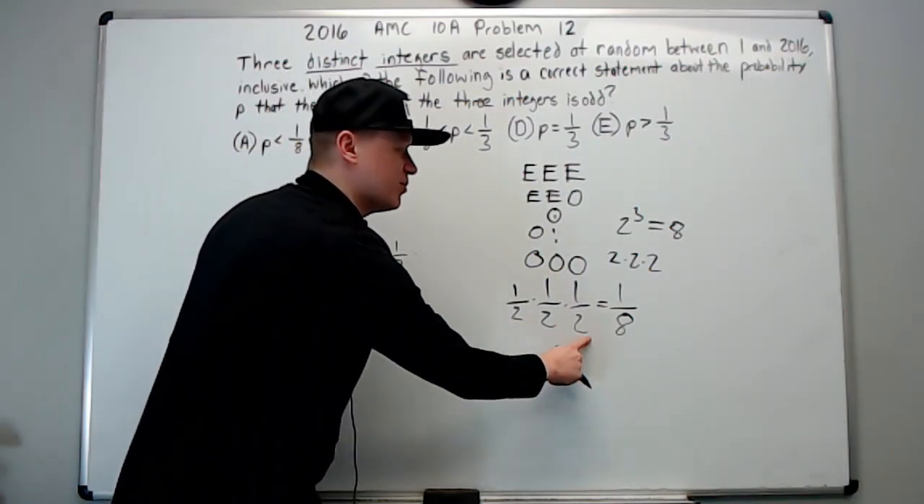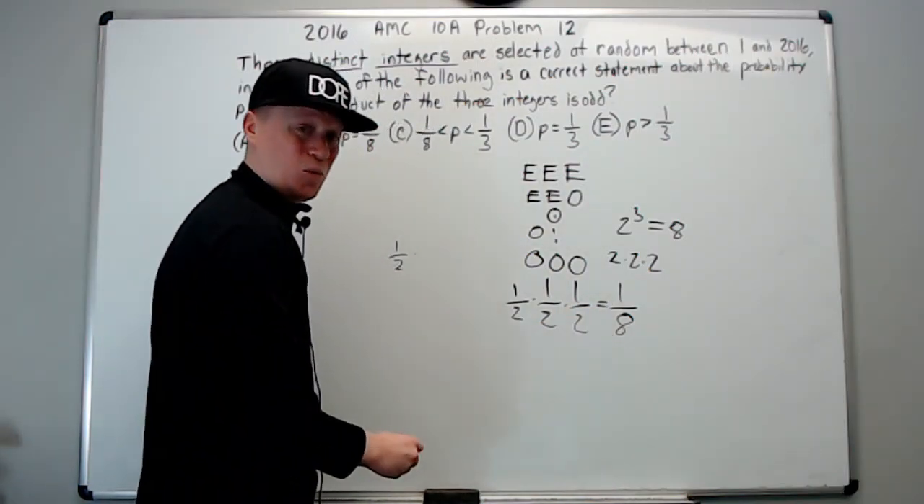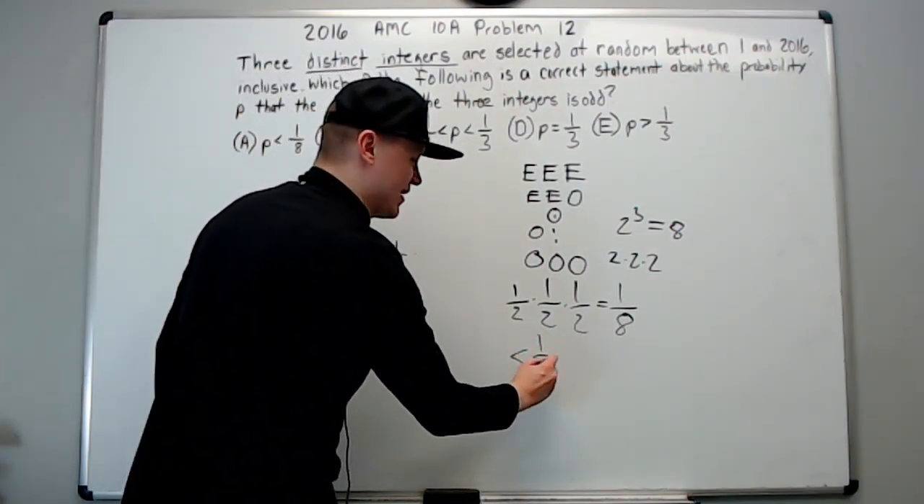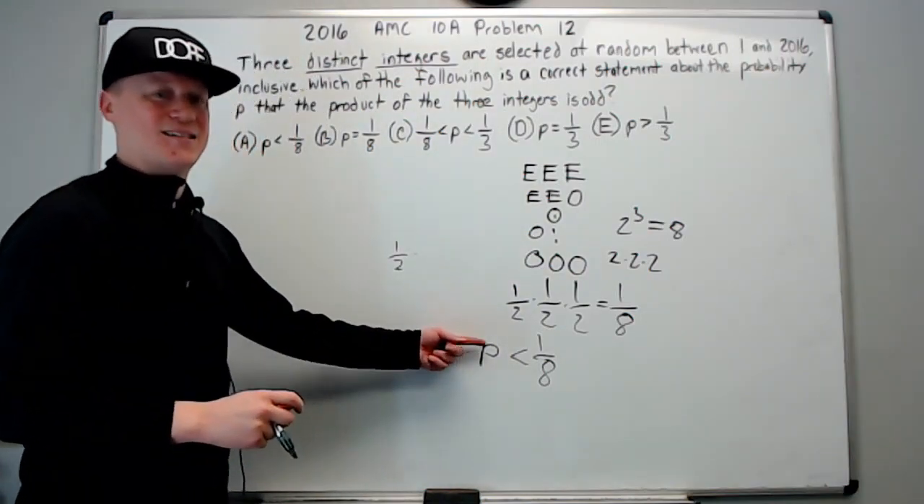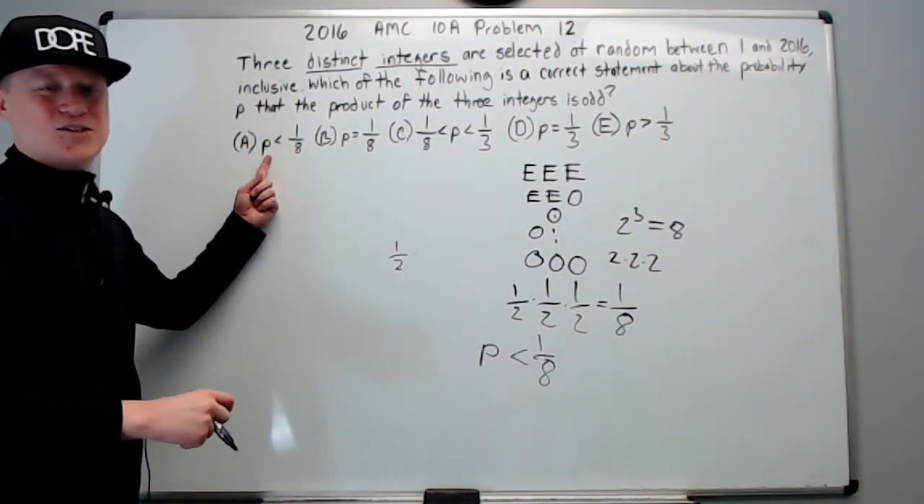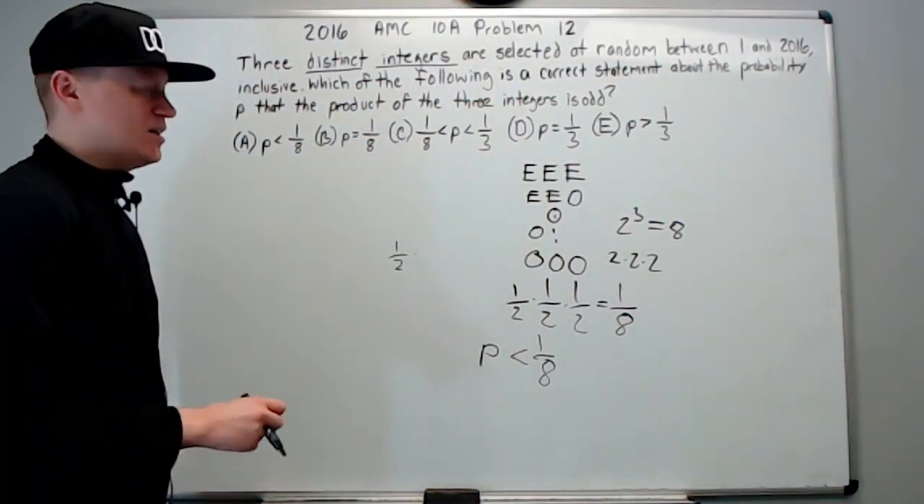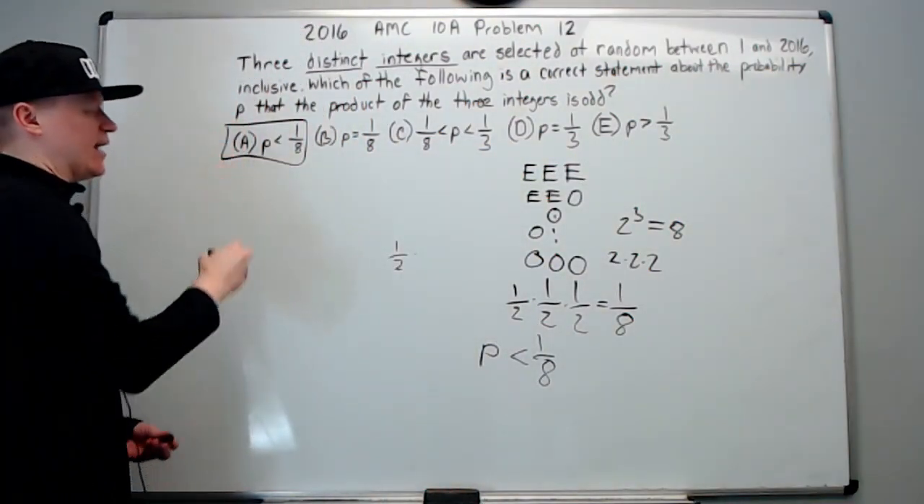So when I multiply the 3, I don't actually get 1/8. I'm going to get something less than 1/8. The probability is less than 1/8. This is the only answer that has that in it. Therefore, we don't need to think about the rest of these. So the answer is going to be A.